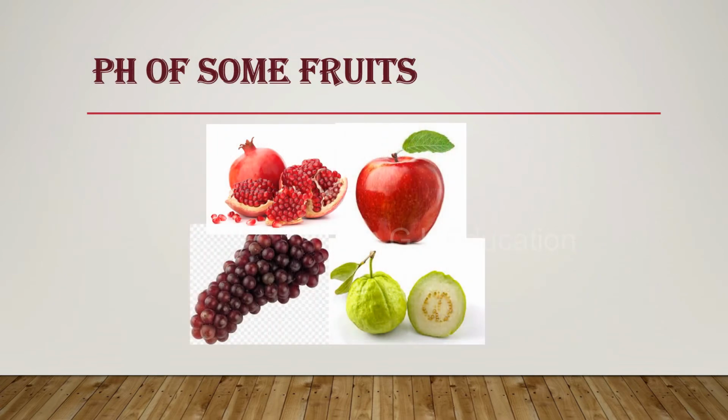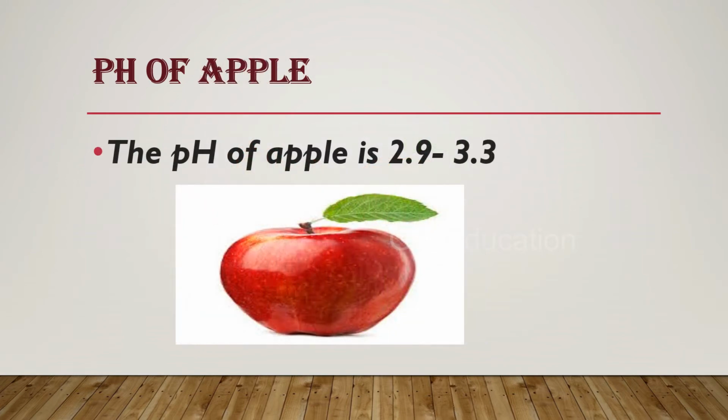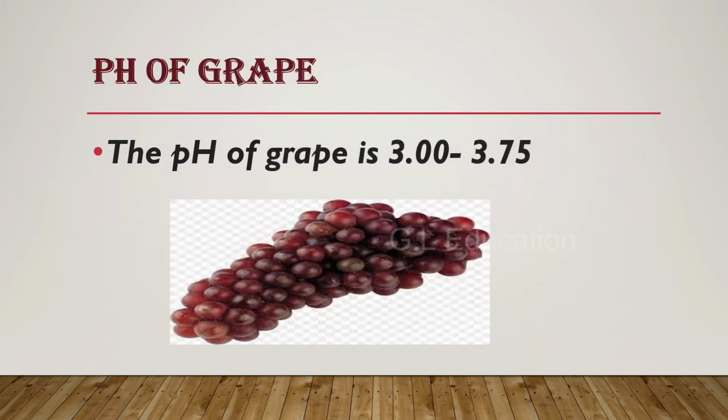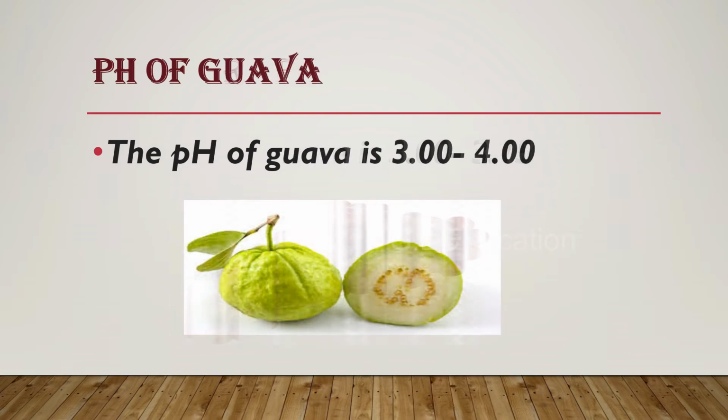pH of some fruits. The pH of apple is 2.9 to 3.3. The pH of pomegranate is 2.93 to 3.2. The pH of grape is 3 to 3.75. The pH of guava is 3 to 4.